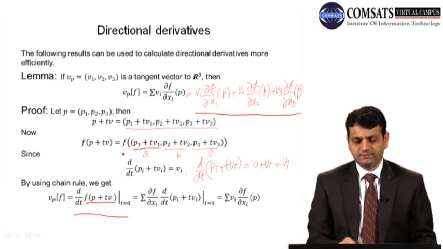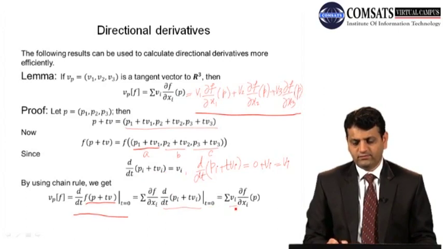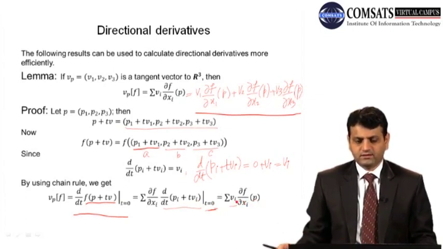Now we have calculated that d by dt of pi plus tvi is vi, so we can replace this value over here. It will become vi, and at t equal to 0, pi plus tvi is just the point p. So we are basically calculating partial f by partial xi at point p. So from now onwards, we can simplify the calculation of the directional derivative using this expression, which we proved by this lemma.